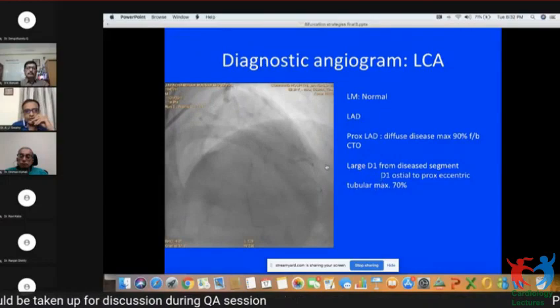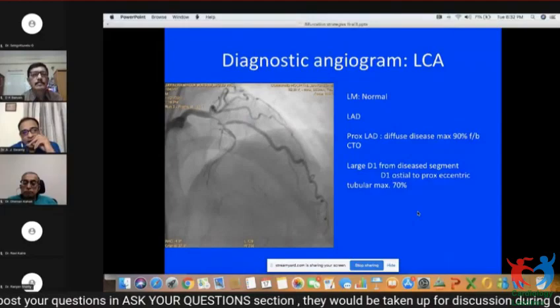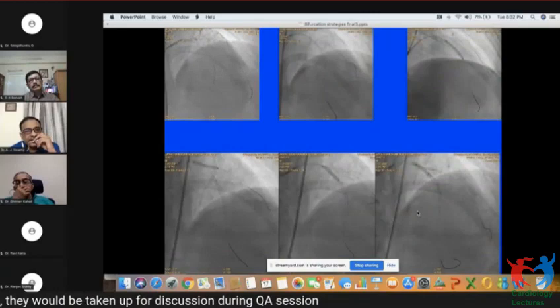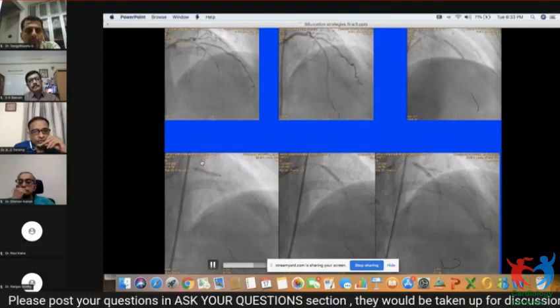And it is not possible to actually manage this because this diagonal was flowing before the CTO. So it's an extremely important vessel. And if we lose it, it's a major problem as far as the patient is concerned. So the strategy that was adopted was a culotte for this patient, as an elective strategy. Both were wired, both are dilated. First, the distal part of the LAD was addressed. Then the first stent, which goes from the proximal LAD into the diagonal.